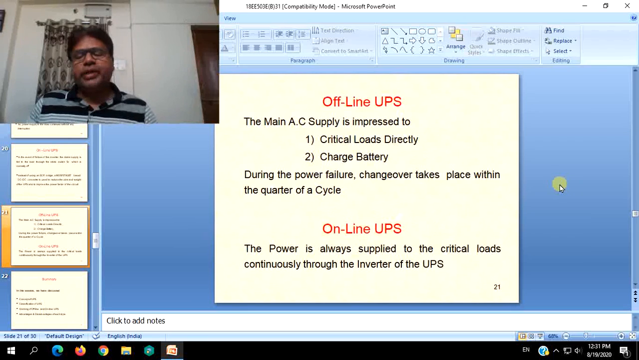After discussing the main advantages and comparisons, we have already compared between offline and online. These are some salient points which are followed in this UPS. In an offline UPS, the main supply is impressed directly on critical loads and also directly on the charging of the battery. During the power failure, the changeover takes place within a quarter of a cycle. In an online UPS, the power is always supplied to the critical loads continuously through the inverter of the UPS.